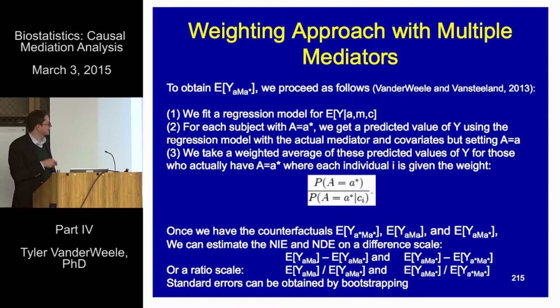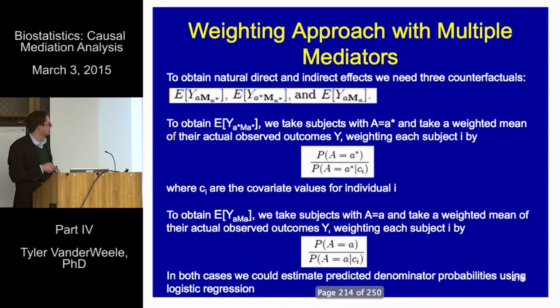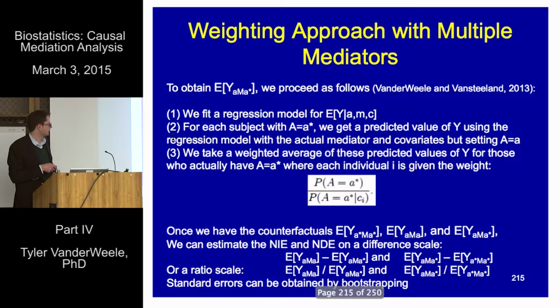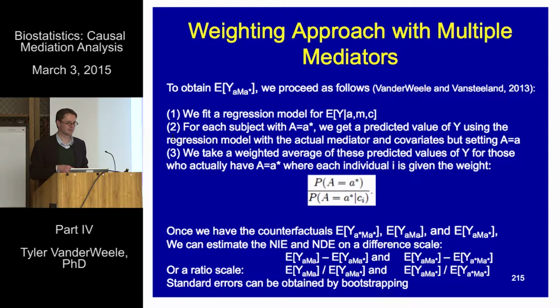So this last step's a little involved, but not too bad. Code is given in the corresponding paper and also in the book to implement this. But once we have those 3 counterfactual outcomes, we can obtain natural direct and indirect effects on the difference scale by just contrasting these 2 for the natural indirect effect and these 2 for the natural direct effect, or we could do this on the ratio scale as well by taking ratios. Standard errors could be obtained by bootstrapping.